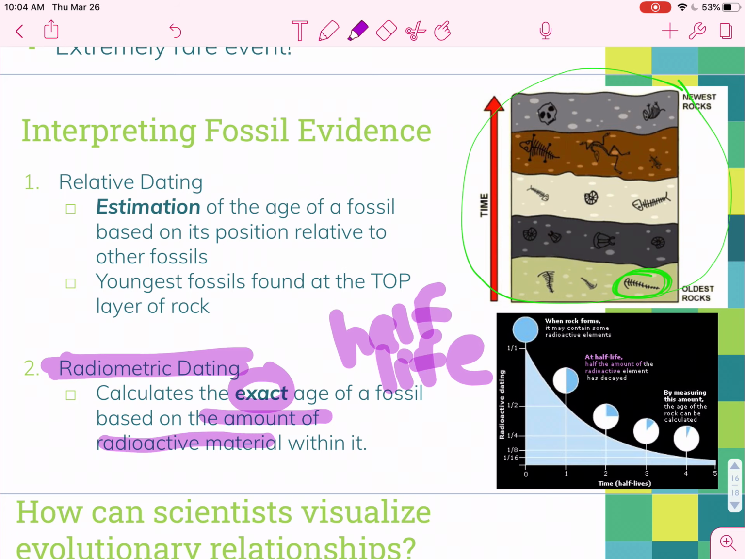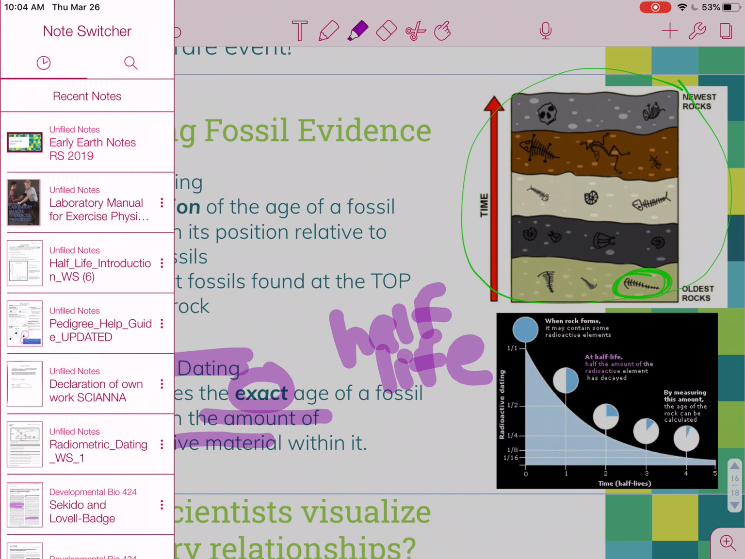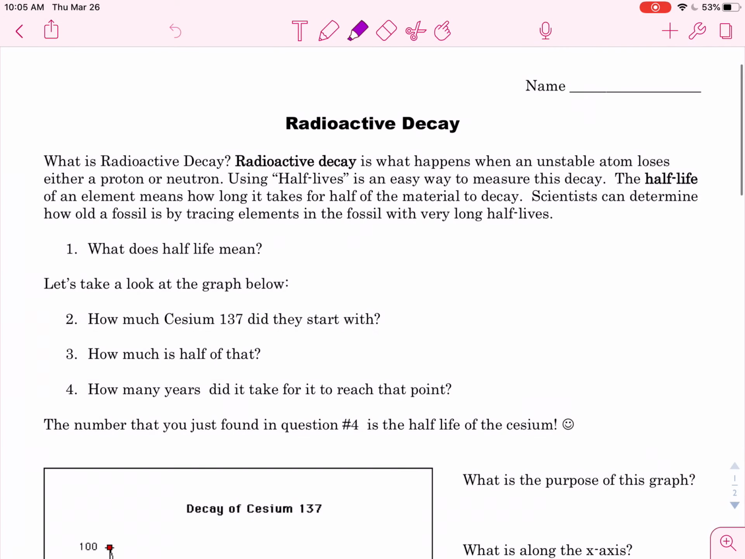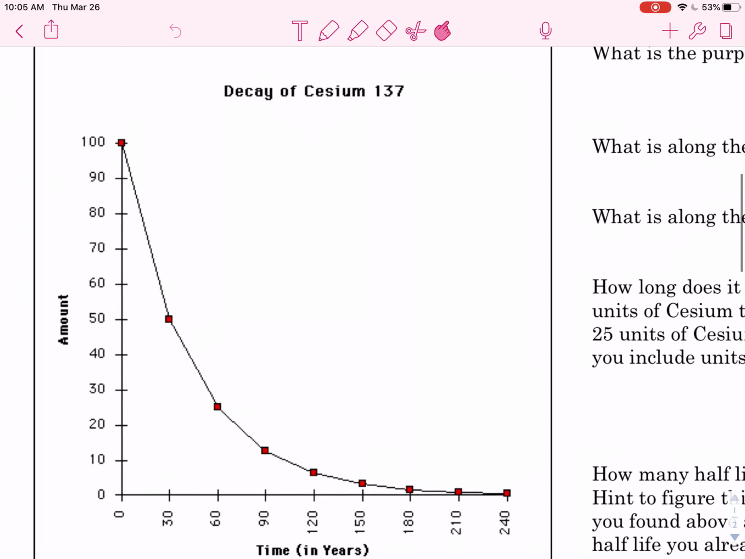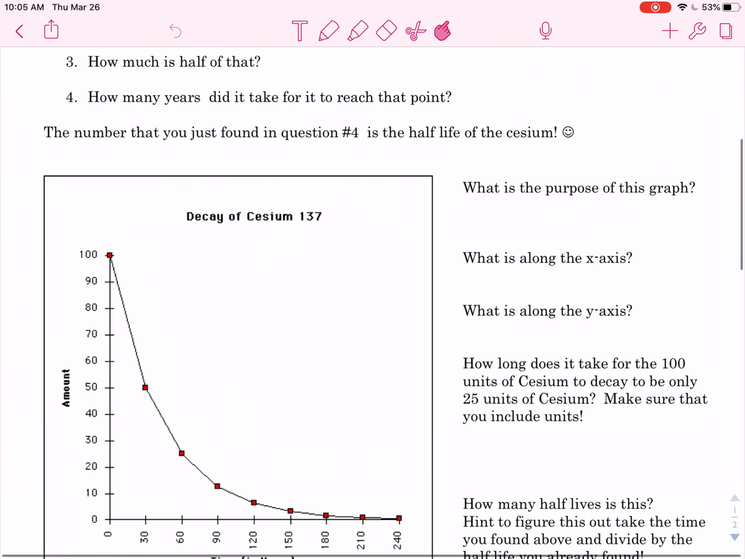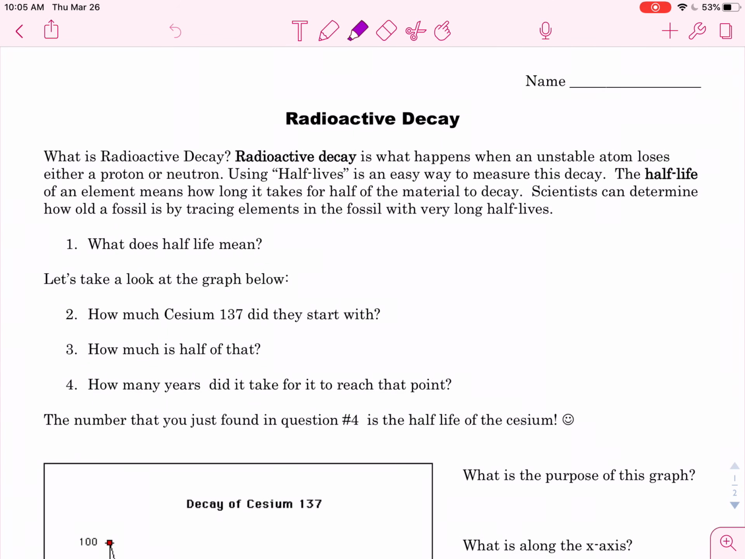So here's a little practice worksheet we're going to go through very concisely. We're going to ask ourselves, what is half-life? I will post this. We're going to walk through it together because you're going to have a little assignment, a Google form, and you're going to need to know how to interpret a graph like this. So, what is a half-life? A half-life is right here, so that's the answer to question 1.